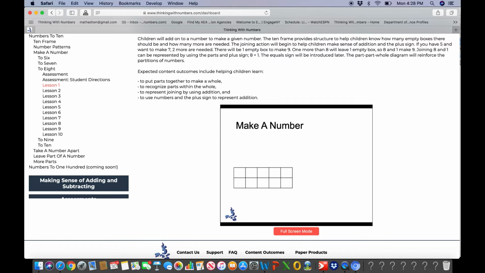Let's try another one. How many dots came in? 1, that's right. How many more are needed to make 8? Oh, you figured that out quickly. So how did you know it was 7 more? Oh, 7 plus 1 make 8, so if there's 1 there, it's going to need 7 more. Okay, let's check it out.